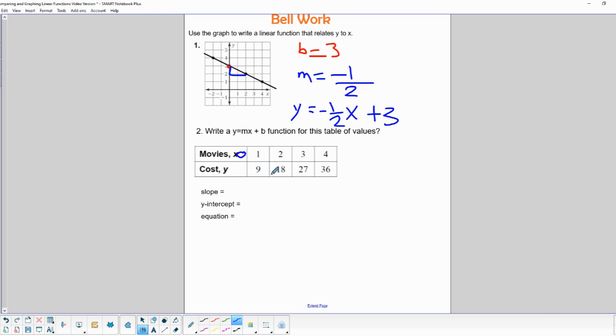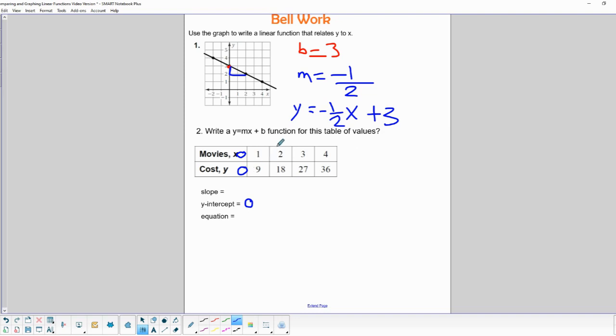And I notice that these numbers are going up by 9 each time. So if I go in the opposite direction, if I'm starting at 9 and I go down by 9, that's going to put me at 0. So that's going to mean that my y-intercept is at 0.